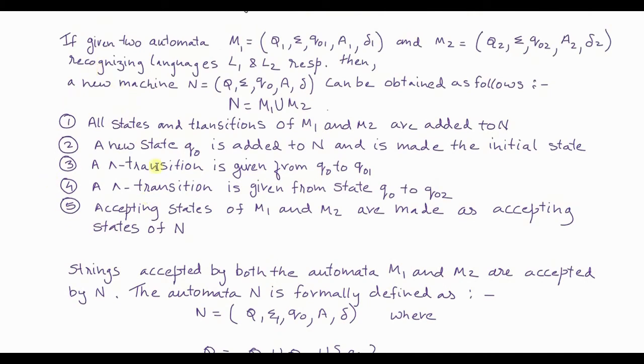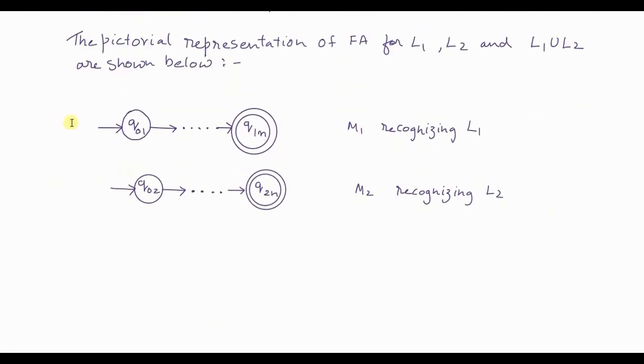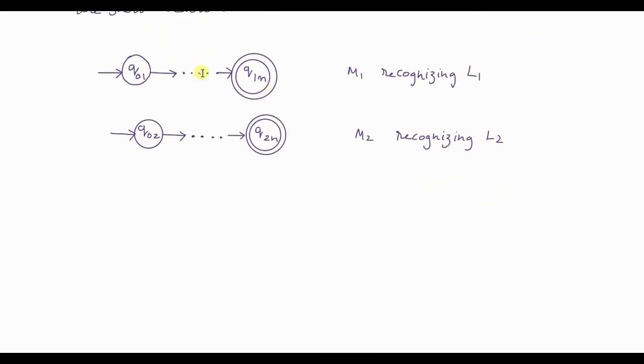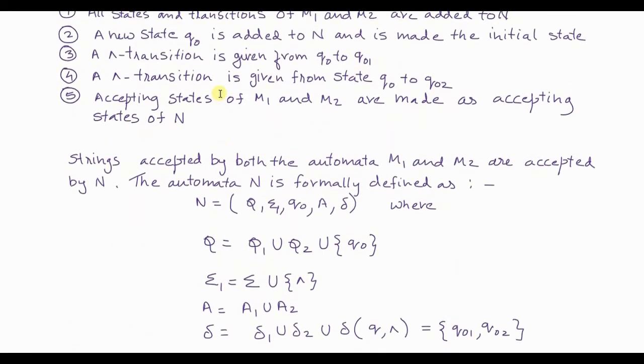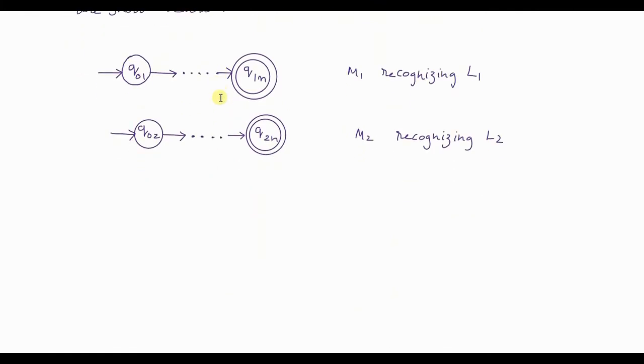So I will just show you this with the help of an example. This is a pictorial representation. Let's assume that this is an automata M1 which recognizes capital L1, and this is the automata M2 that recognizes capital L2. Now the dot dot dot means there are more states and transitions which I have not shown. So let's head on and design N, which is nothing but M1 union M2.